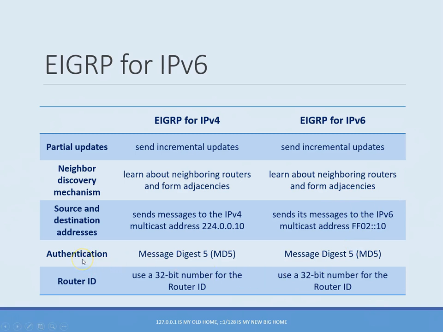In terms of authentication, both of them use MD5 authentication, and in terms of the router ID, both of them use a 32-bit number for the router ID. This 32-bit router ID is represented in dotted decimal notation and is commonly an IPv4 address.